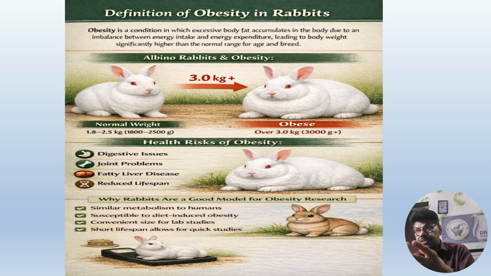Obesity may cause digestive issues, joint problems, fatty liver disease, and reduced lifespan. Therefore, rabbits are a good model for obesity research because they have a metabolism similar to humans, they are susceptible to diet-induced obesity, their size is convenient for lab studies, and their short lifespan allows for quick studies.